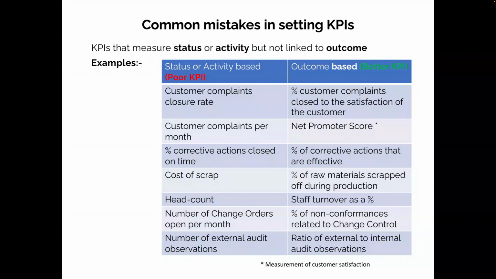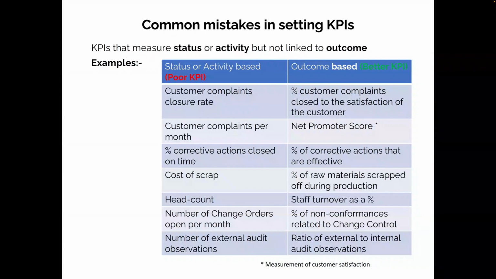Similarly, the number of change orders open per month. Virtually every organisation will measure this metric. However, it has no link at all to customer requirements. A better metric is the number of non-conformances that were related to change control. Is your change control process user-friendly such that you can actually execute the process in order to make changes that obviously link back to your customer requirements, rather than the pure volume of change orders you've got open in any given month?